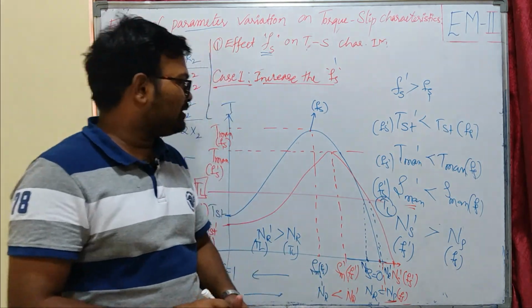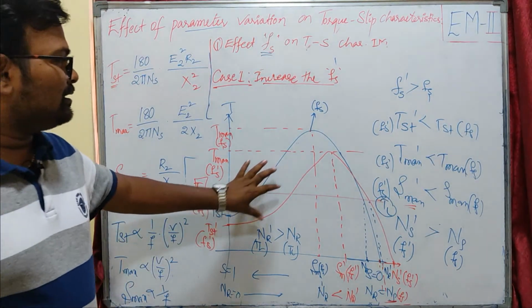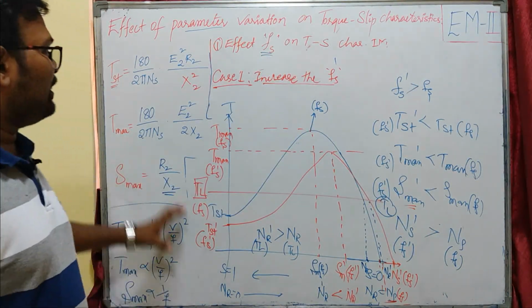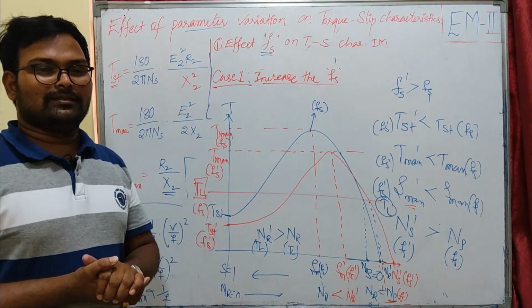So these are the observations. These are the changes in the torque slip characteristics according to changes in the parameter variation. So this is about the effect of parameter variation on our torque slip characteristics. Okay, thank you.